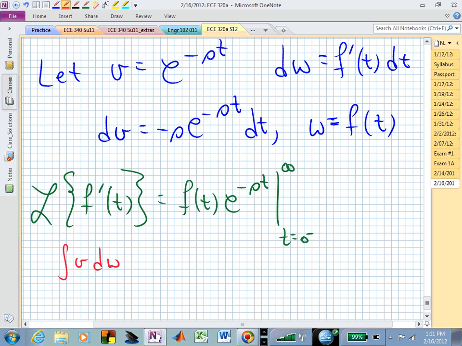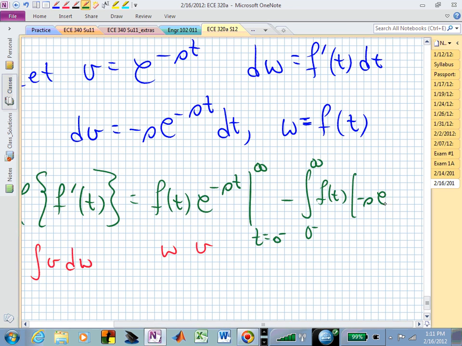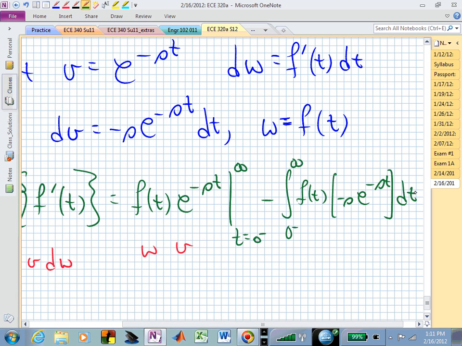So that's our wv piece, and then we subtract from that this integral from 0 minus to infinity of w, f of t, times minus s e to the minus st dt. And that's my w dv. That's my integration by parts.